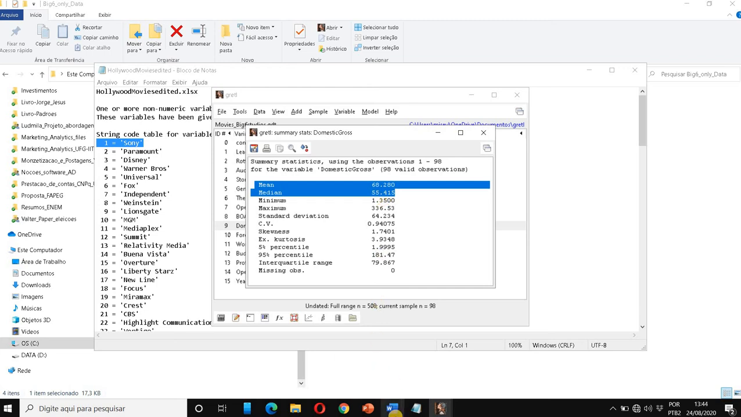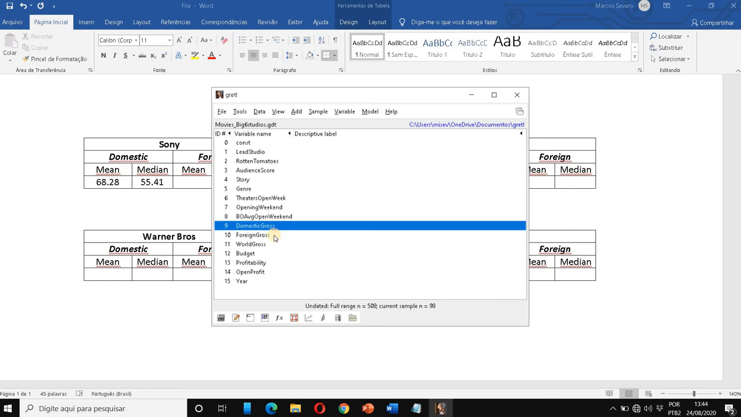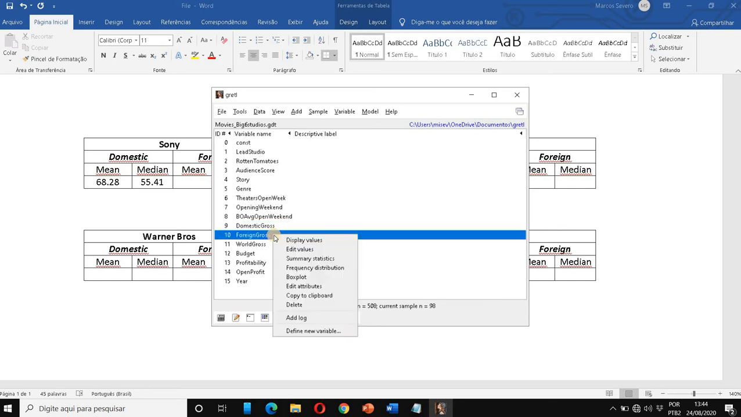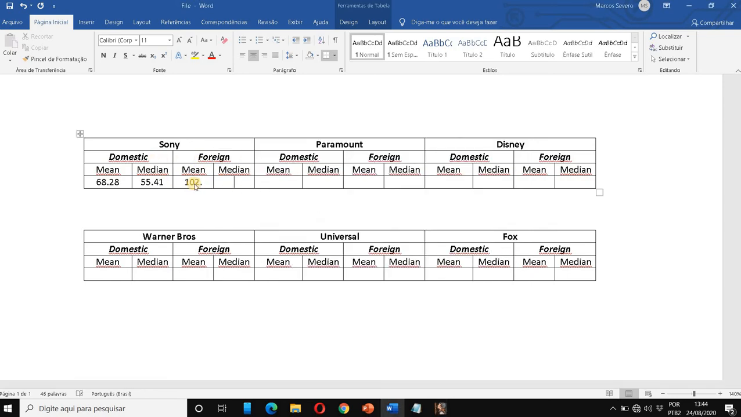So the mean is 68.28. The median is 55.41. This is the domestic gross revenue. And I'm going to do the same thing with the foreign gross revenue. So I'm going to click with the right button of my mouse, and summary statistics. So the mean is 102. And the median, 48.6.